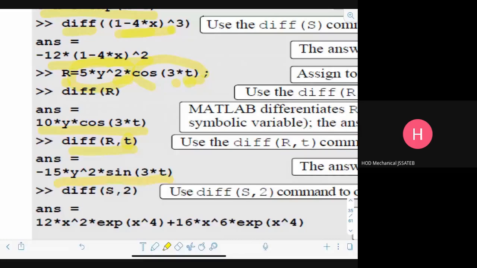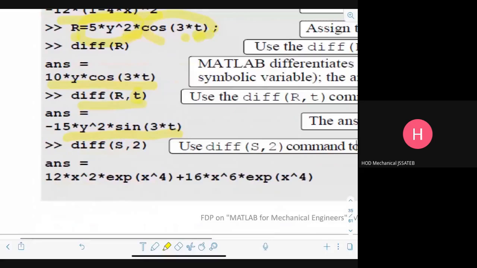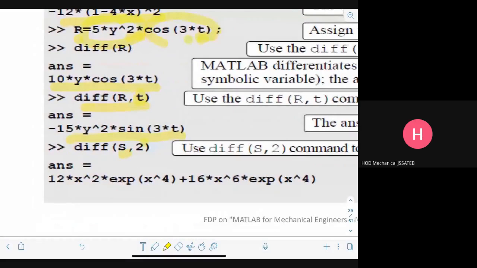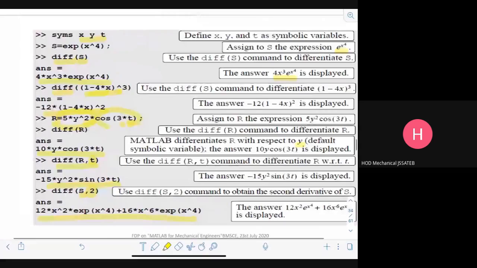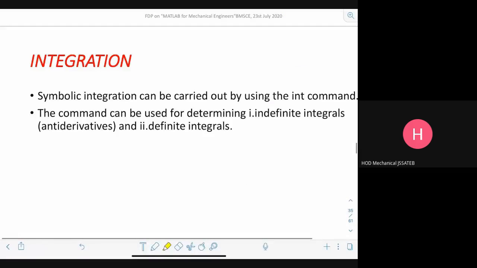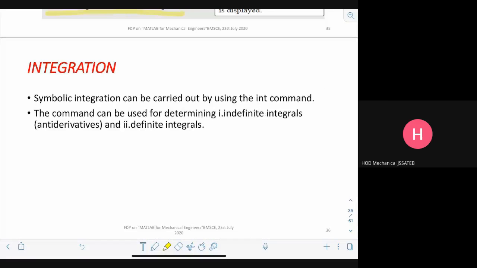And if you want to differentiate this expression s to the second power, that is d square s by dy square, you would have got this as the answer. So it is an easy way to differentiate expressions using this symbolic mathematics. Same logic could be extended to integration.